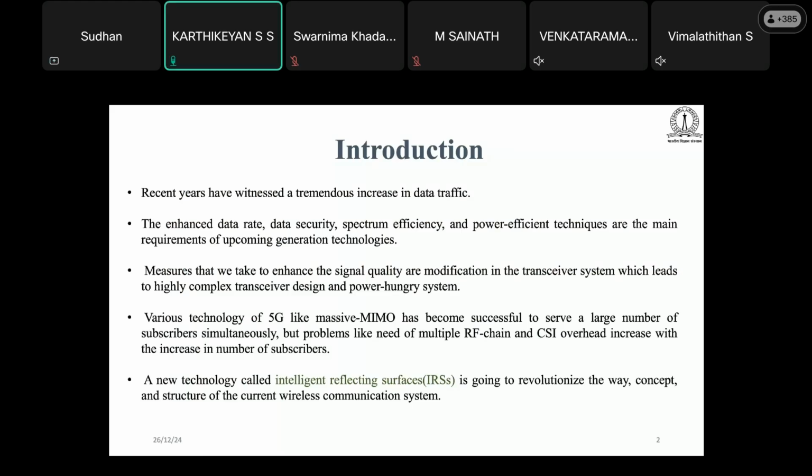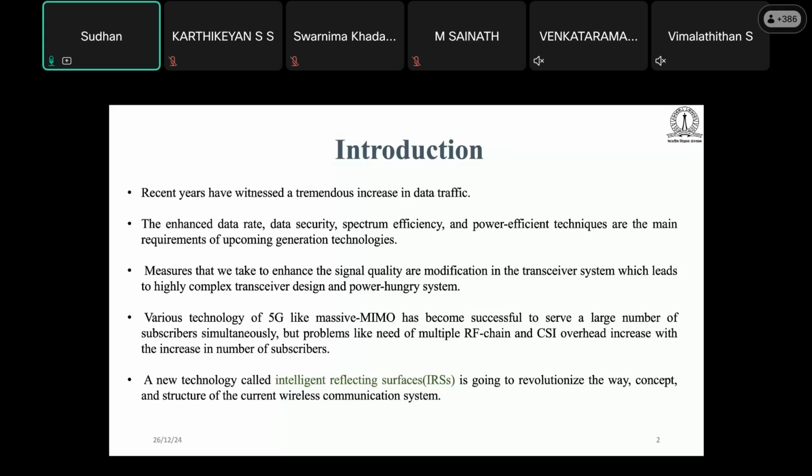Good to go. So you can see that in the era of 5G, beyond 5G and 6G, there is a tremendous increase in data traffic. So the enhanced data rate, data security, spectrum efficiency, power efficiency, computational complexity efficiency, those are very, very important parameters, and based on those, 4G, 5G, 6G are all defined.